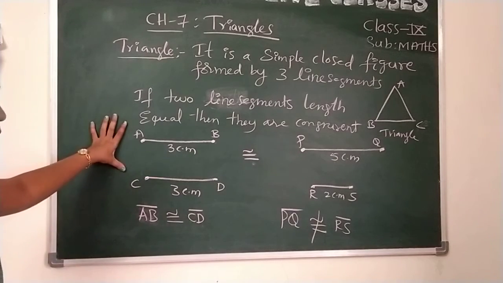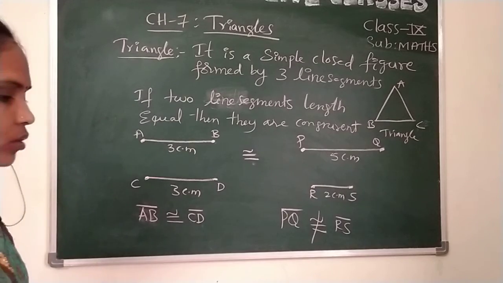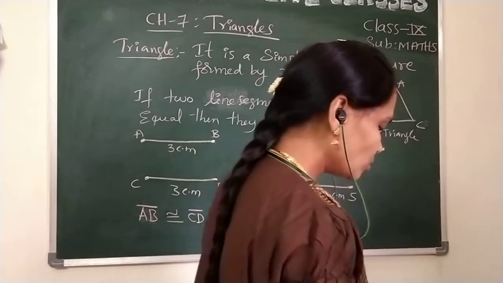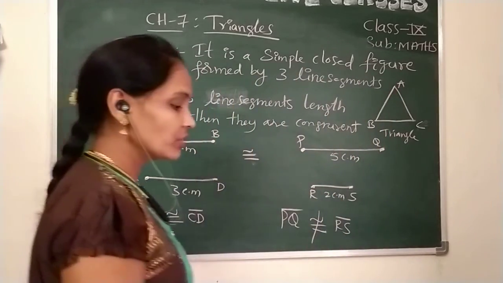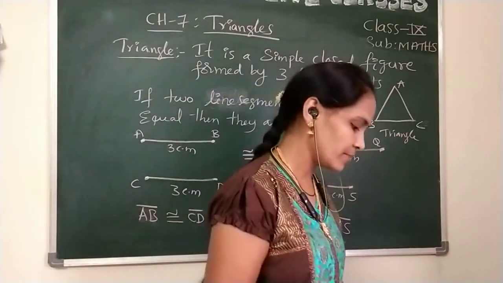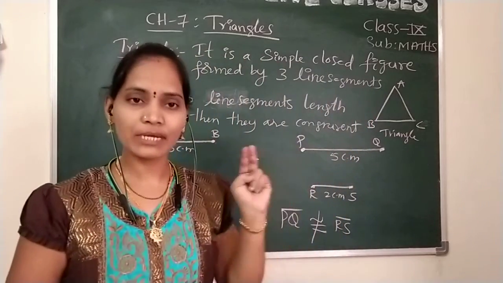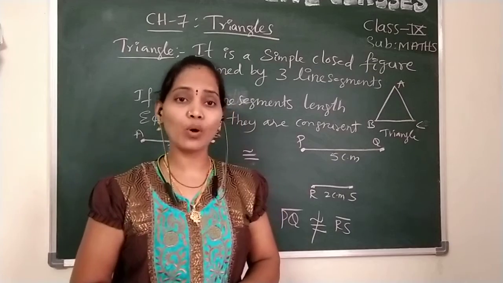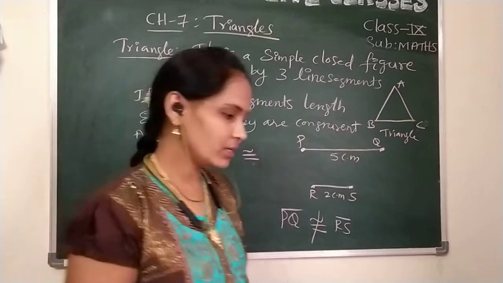This is a small topic about congruent line segments. Now, next: 2 angles are congruent if their angle measure is the same. If any 2 angles have the same measure, then we can call those 2 angles congruent angles. That also I will show you.